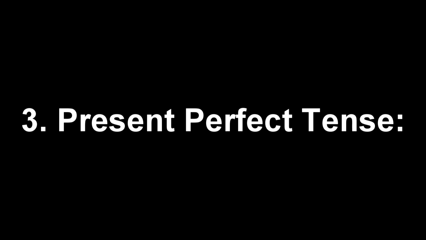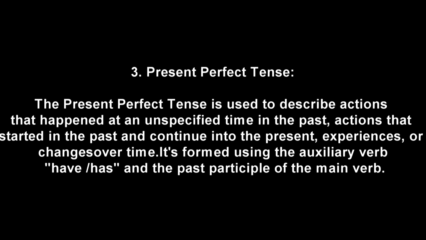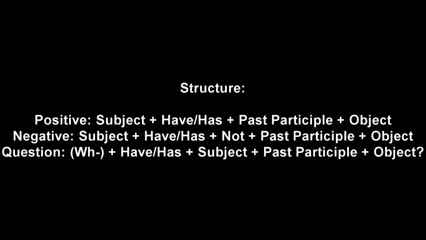3. Present perfect tense. The present perfect tense is used to describe actions that happened at an unspecified time in the past, actions that started in the past and continue into the present, experiences, or changes over time. It's formed using the auxiliary verb have / has and the past participle of the main verb. Structure.